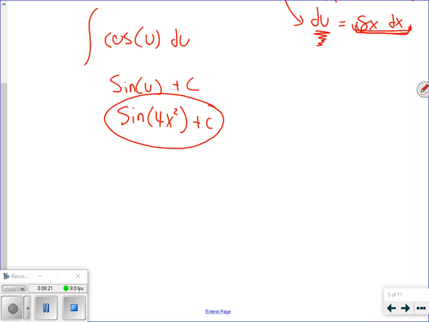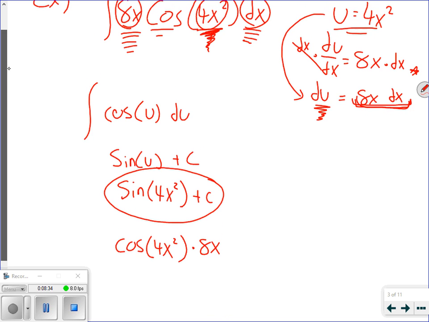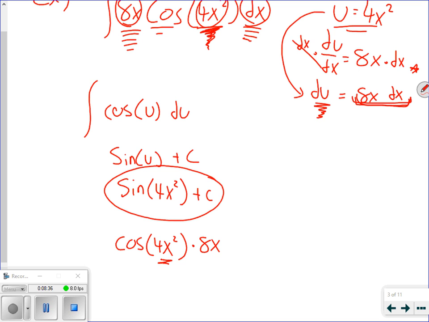So that's my answer. Now, if I want to check that answer, think about what happens. If I take the derivative of this, that's cosine of 4x squared, multiplied by the derivative of the inside, which is 8x. And compare that to the top. This is what we let u equal. With the chain rule, what's coming on the outside is what's going to substitute out. That's kind of how u substitution works. It's working backwards from the chain rule.